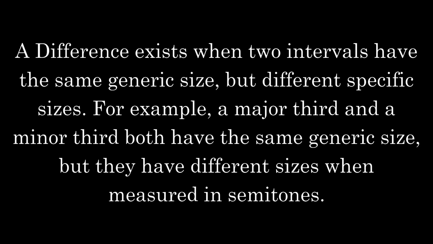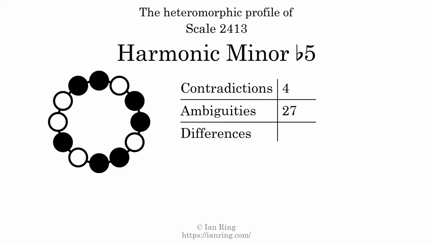A difference exists when two intervals have the same generic size, but different specific sizes. For example, a major third and a minor third both have the same generic size, but they have different sizes when measured in semitones. The number of differences in this scale is 84.